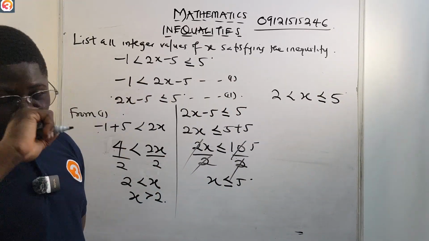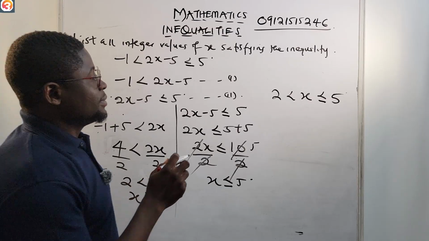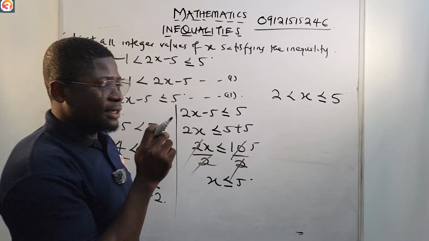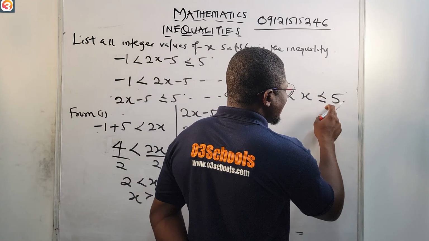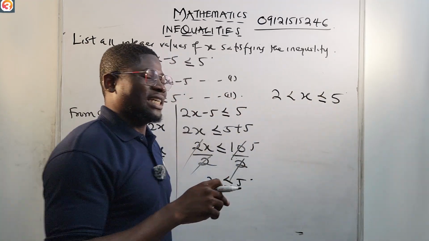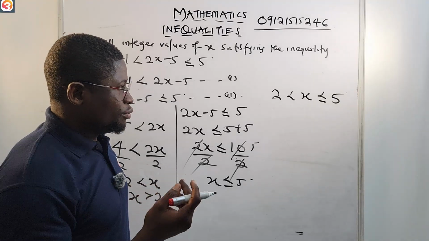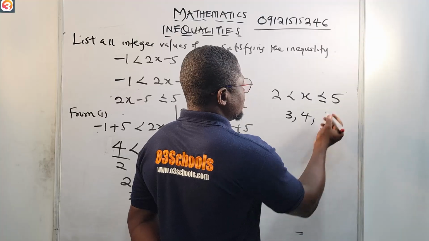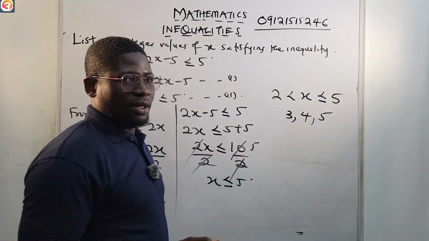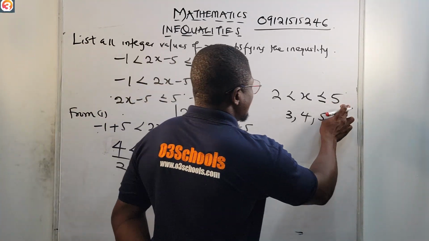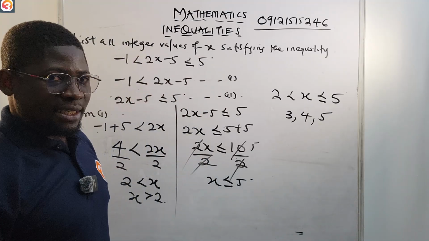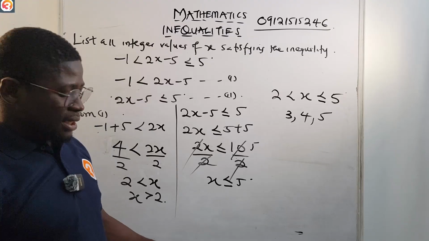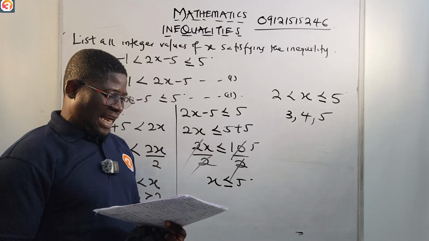But what values will satisfy this inequality? Values greater than 2, and values that are 5 and less than 5 also, will satisfy this inequality. So for example, 3 will satisfy this inequality. 4 will satisfy this inequality. Even 5 will satisfy this inequality. But 6 cannot satisfy this inequality, can it? No. So these values will satisfy this inequality: 3, 4, and 5.